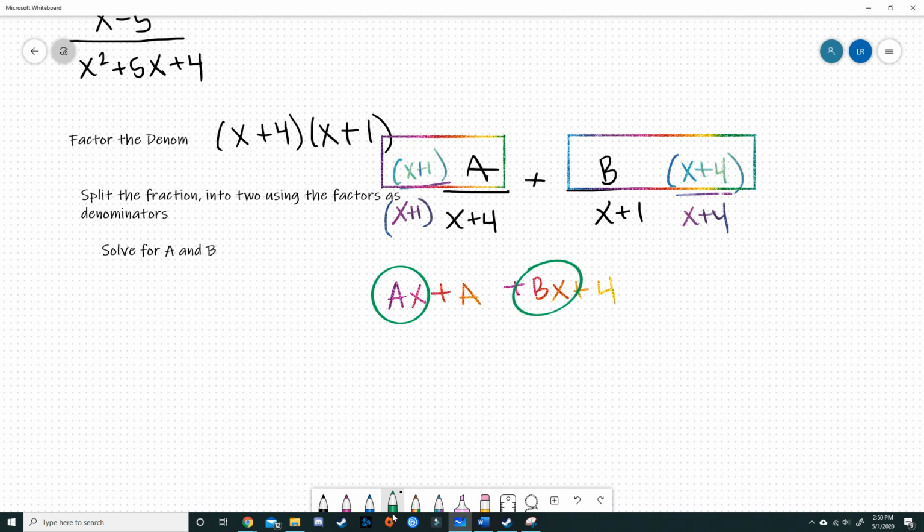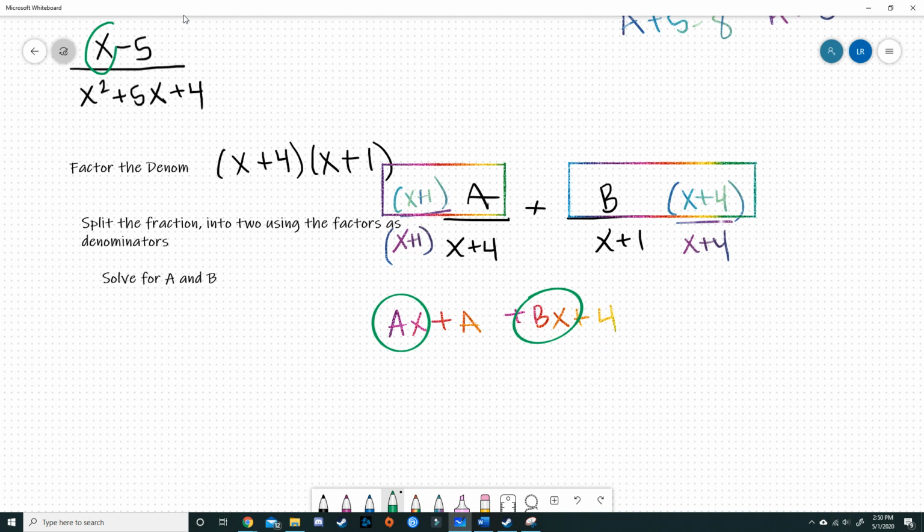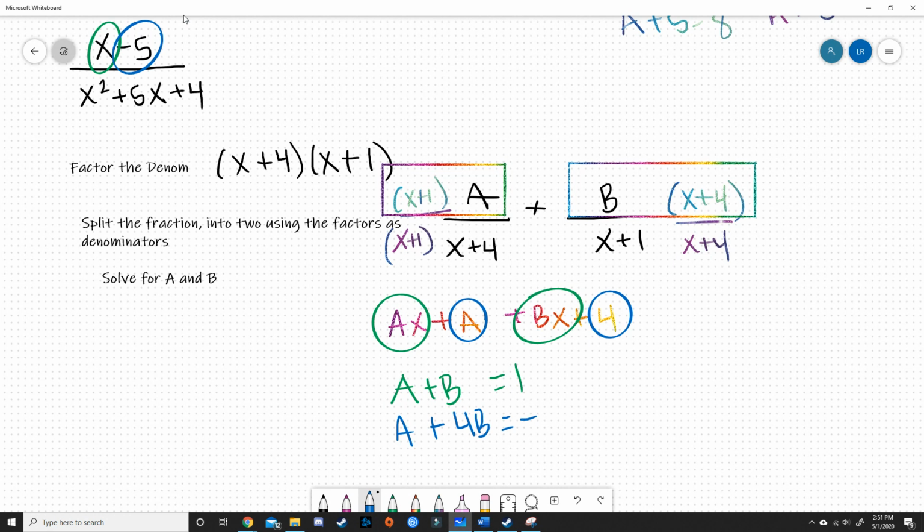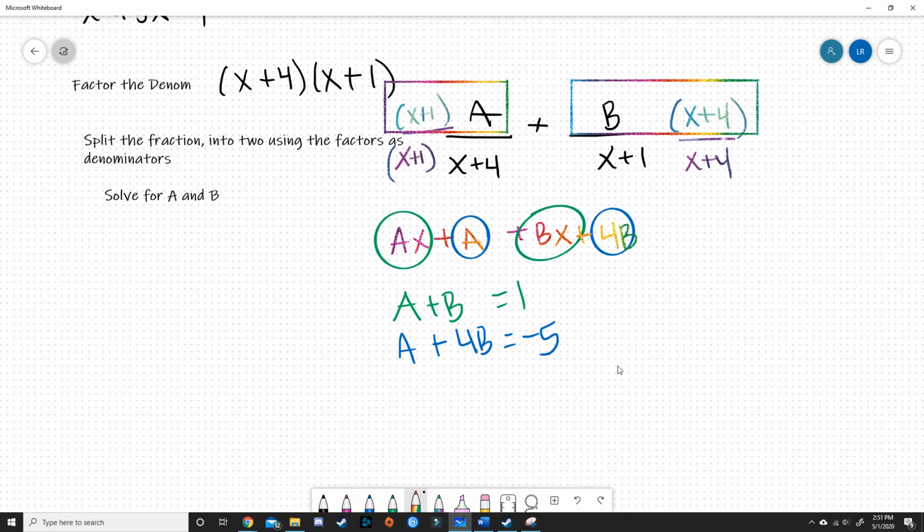We know that the x terms of this should equal 1, because of this piece right here. And so we have a plus b equals 1. And we know that the constant terms of this should equal -5. And so we have a plus, this should be a 4b. I'm sure some of you already caught that, equals -5. Yeah, this should be a 4b from distributing. Now we have a system of equations.